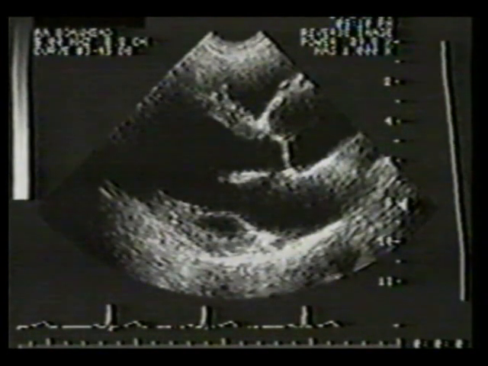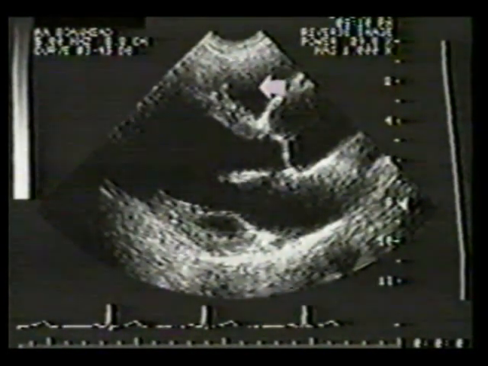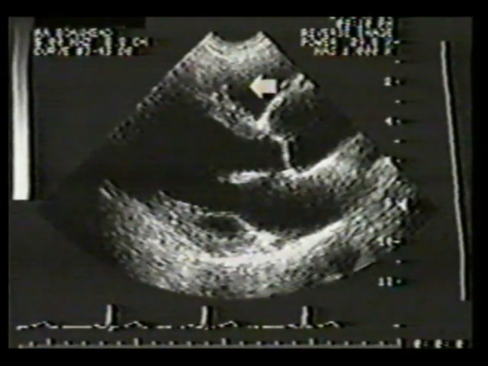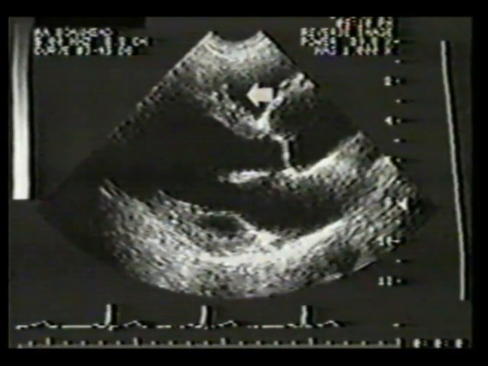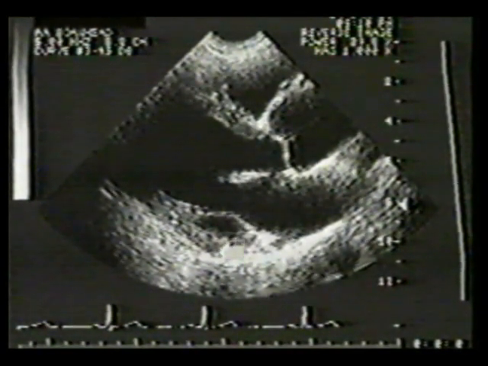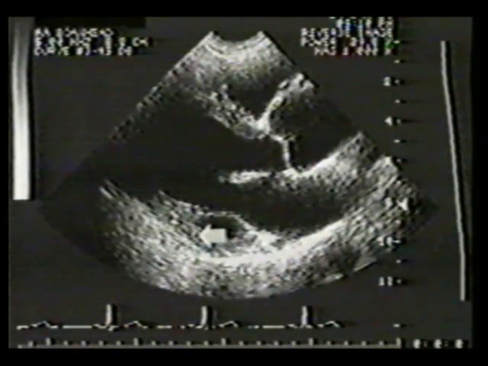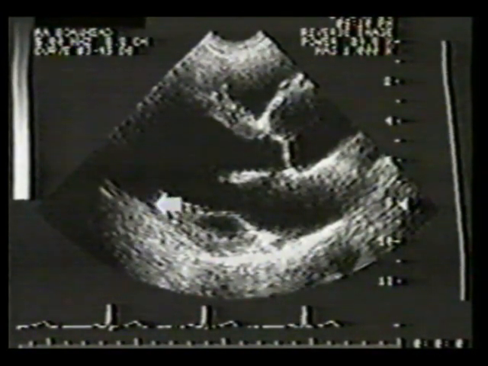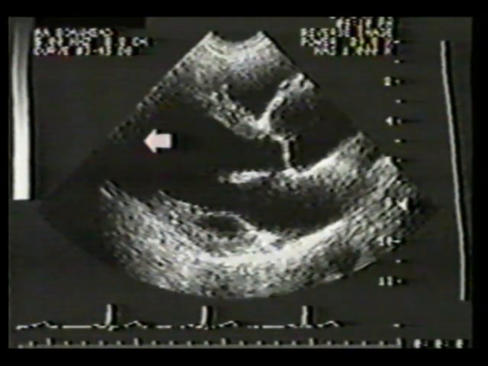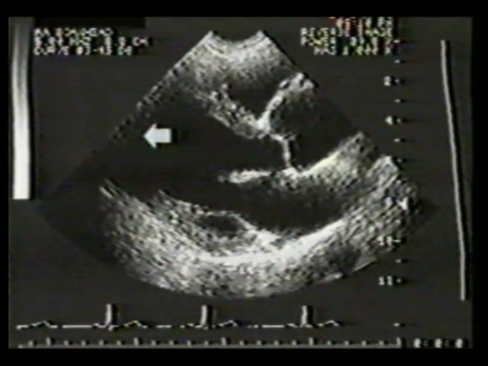This is the standard parasternal long axis view of the left ventricle. A small portion of the right ventricle is seen at the top of the screen. This is the ventricular septum, and this is the inferior wall of the left ventricle. Note that only the basal and mid portions of the ventricle are displayed. The apex is not visualized on the standard parasternal long axis view.